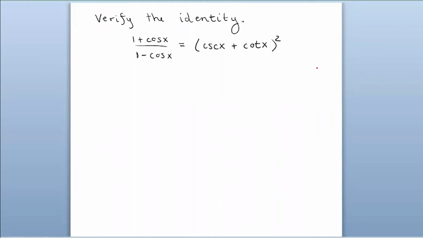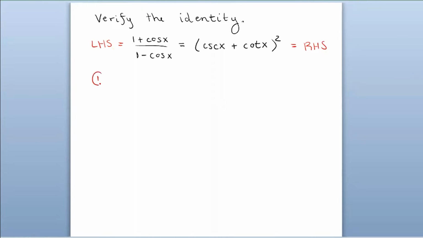So here we're going to be verifying this trig identity. The first thing I'm going to do is label each side as the left-hand side and then this side as the right-hand side. And I'm going to walk you through a process that you could use to verify most trig identities.